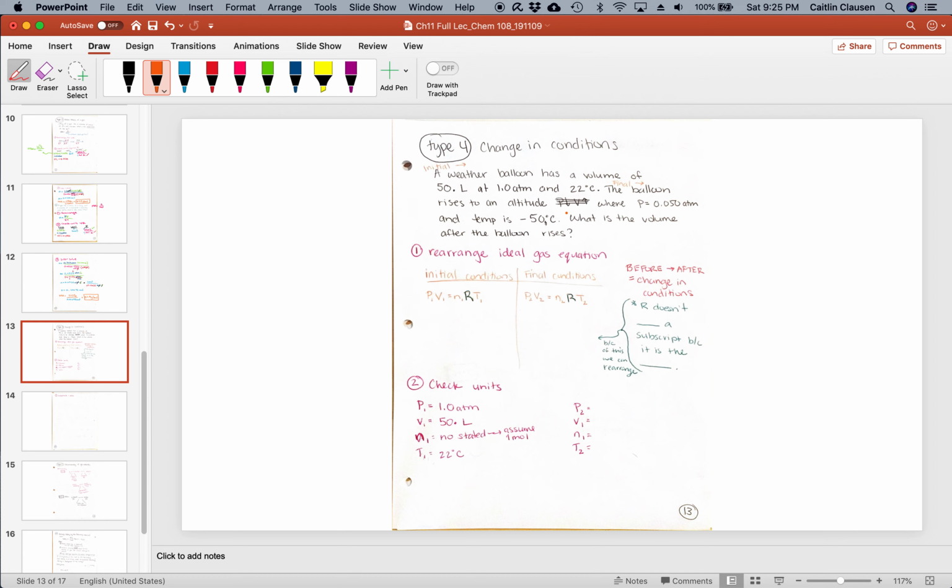So in this case, we have 2 conditions. Initial conditions, which are given in the first sentence, and then final conditions, which are given in the second sentence. So when we rearrange our ideal gas law in this case, we have more than one variable. More than one thing is changing. The only thing that's constant is your gas constant, your R constant.